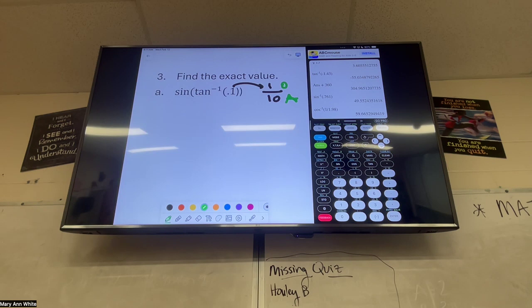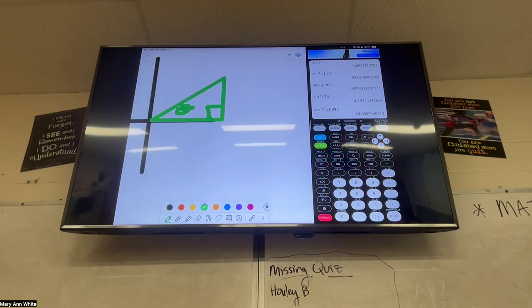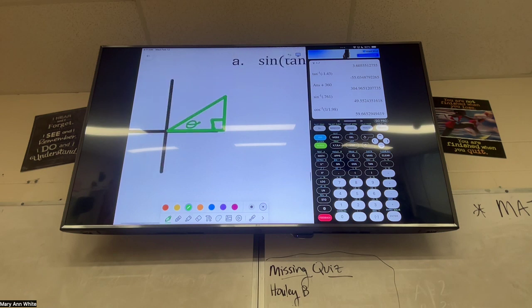I don't at all care about the angle here. I never once asked for the angle, so I don't want to find the angle. What we're going to do is we're going to graph a picture. We're going to do our little coordinate plane. If tan is positive 1/10, what quadrant am I going to draw in? Quadrant 1, right? Good. So since tan is positive, we're going to draw our triangle in quadrant 1. My theta goes down there at the corner. And again, I don't care at all what that theta is. I just want to know what sine of that theta is going to be. And we know tangent is 1/10.